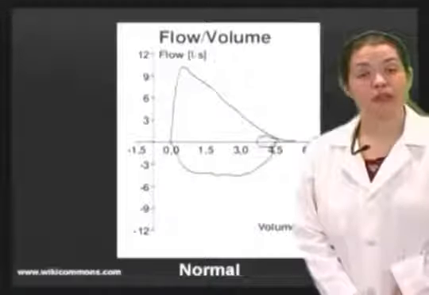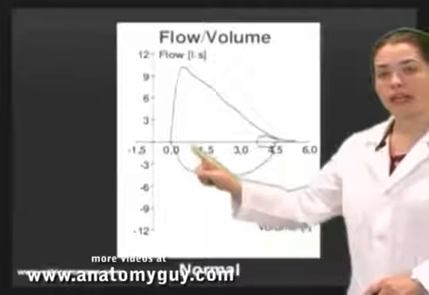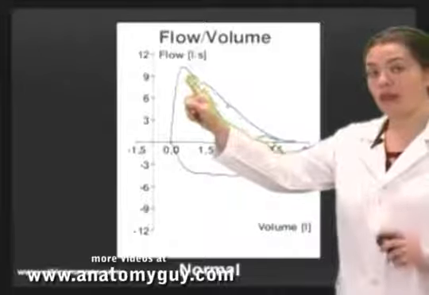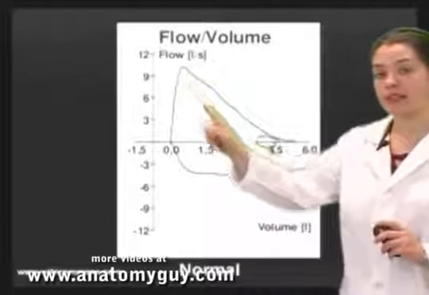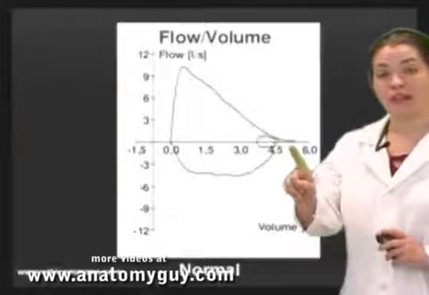Let's look at a normal curve, like the one Dr. Goodmurphy gave us. If we look here at time, here's 1 second. So up here is our FEV1, or the amount of air blown out in the first 1 second. Going all the way down the curve, here is our FVC.